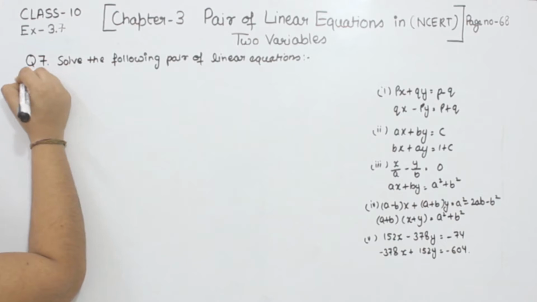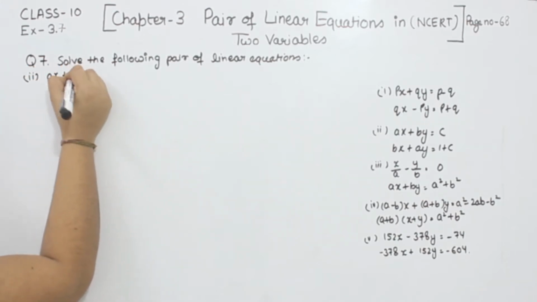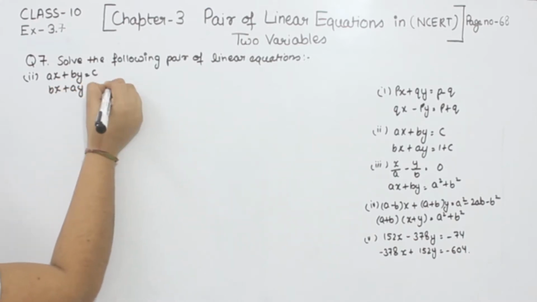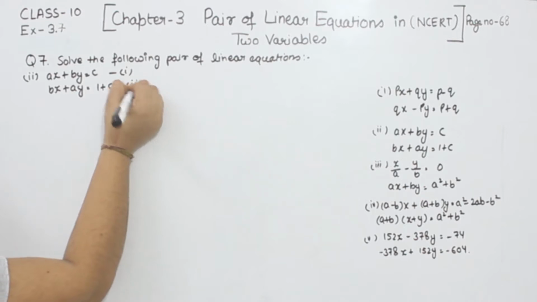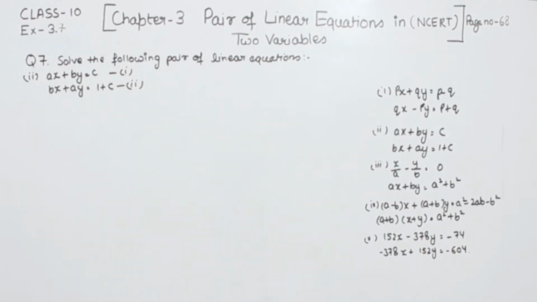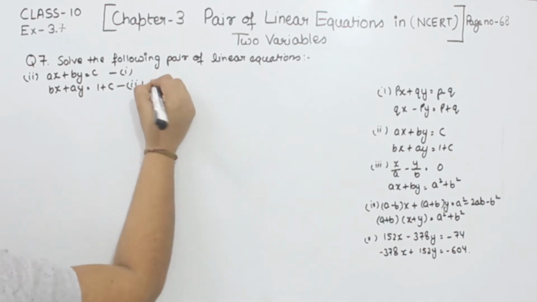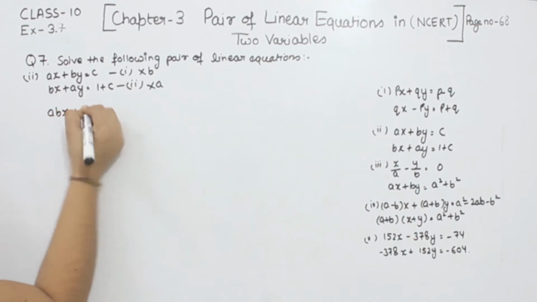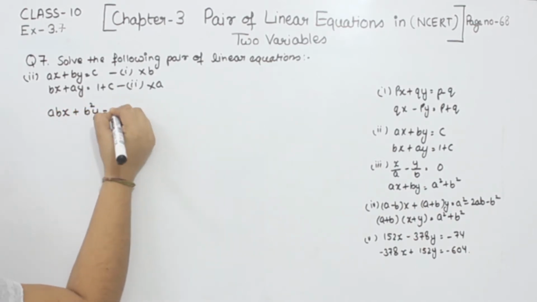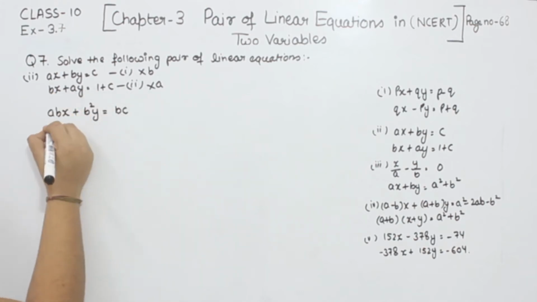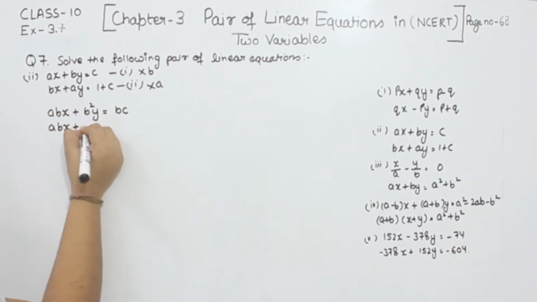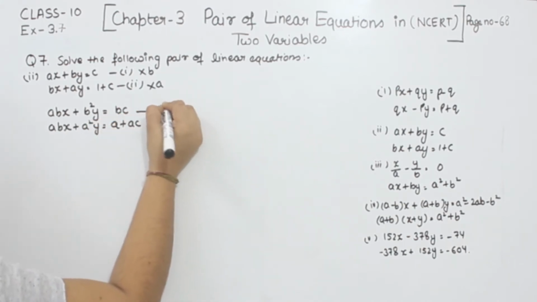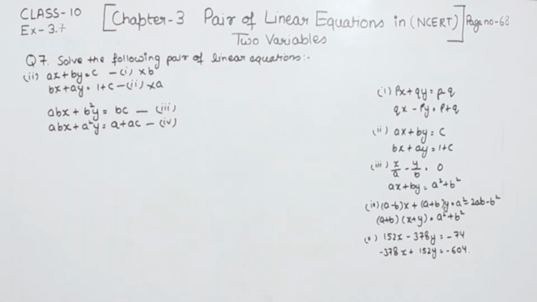The equations we have are ax plus by equal to c, and bx plus ay equal to 1 plus c. This one is equation number 1, and this one is equation number 2 here. Now first of all we are going to multiply equation number 2 by a and equation number 1 by b. So here we have abx plus b square y is equal to bc, and here we have abx plus a square y, and this one is a plus ac. This one is equation number 3, and this one is equation number 4 here.